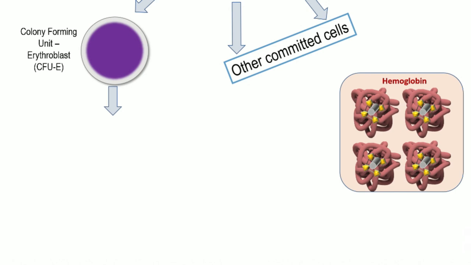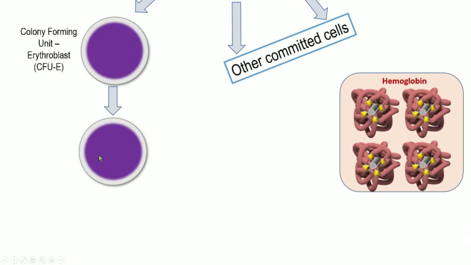Under appropriate stimulation from the colony forming unit erythroblast, large nucleated RBC forming cells called erythroblasts are formed. We won't be discussing exactly the stages of RBC synthesis, the stages of erythropoiesis. That's a topic for another day.